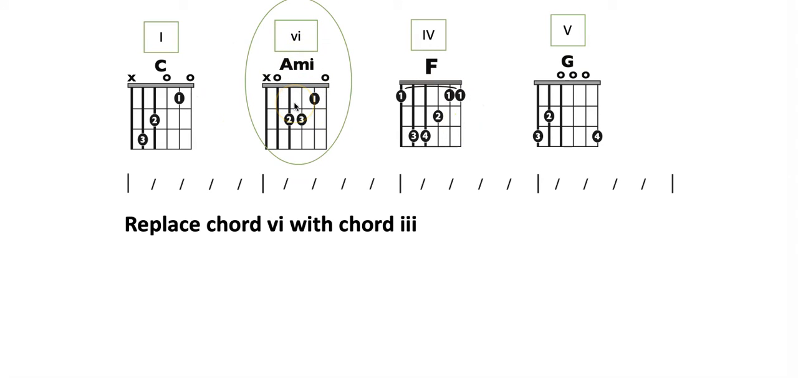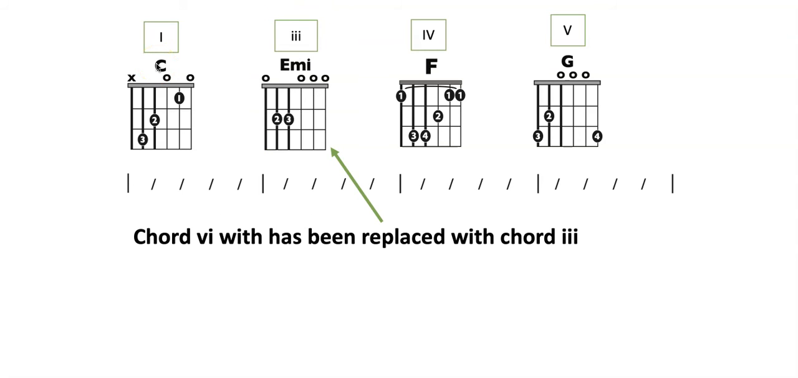A good one to replace chord 6 is with chord 3. So in this case, as we are in the key of C, as we can see, we'll replace it with the third chord, and that would be an E minor chord. Let's have a listen.